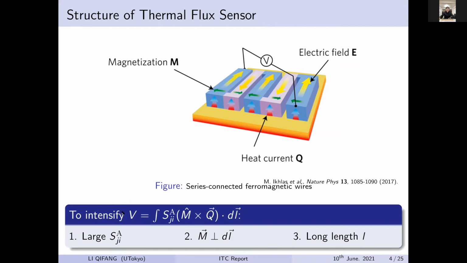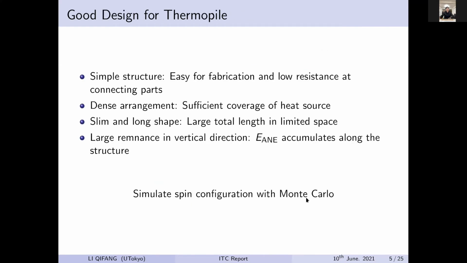To intensify the voltage, we can use three main approaches. The first one is to select materials with large anomalous Nernst effect. And then we need to ensure that the direction of the magnetization is perpendicular to the direction of the wire. And finally, we should prolong the length L.